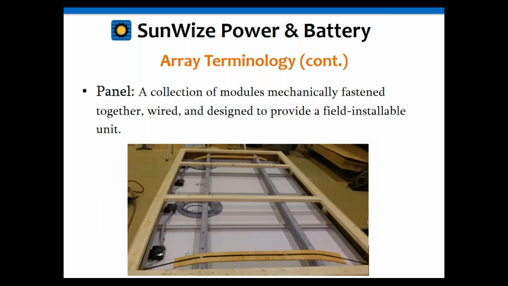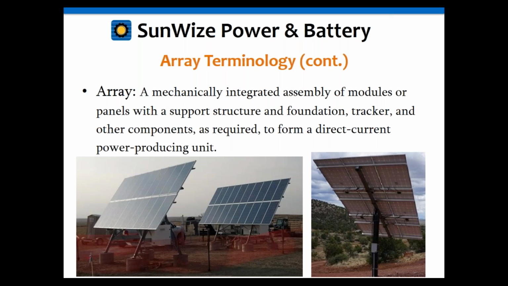Okay, so then the solar modules are put together in a collection that we refer to as a panel. A panel is a collection of modules mechanically fastened together, wired and designed for field installation. Then the array is a bunch of panels assembled. It's a mechanical integrated assembly of modules, panels, with a structure and a foundation. You may have trackers or other components as well.